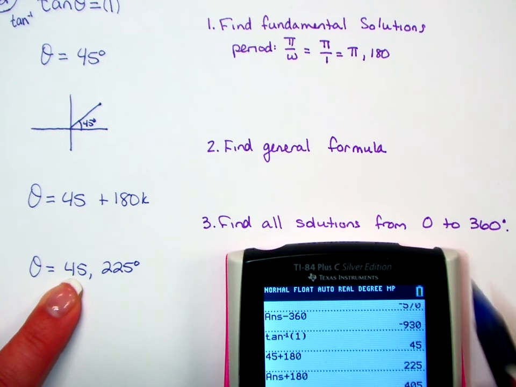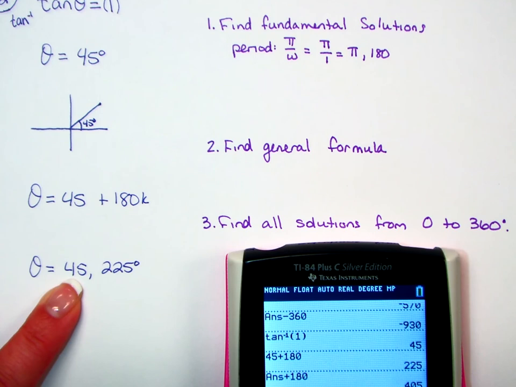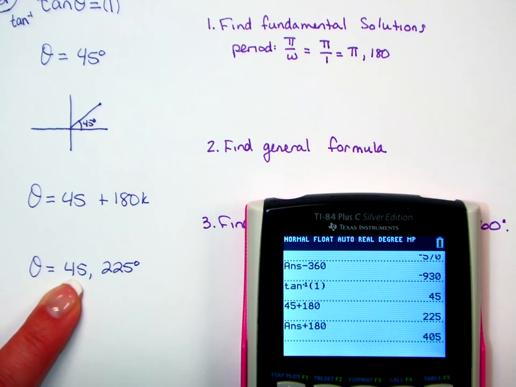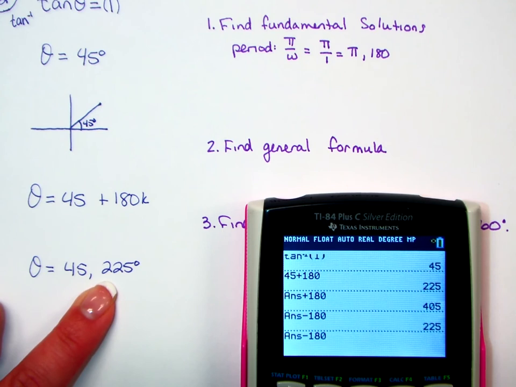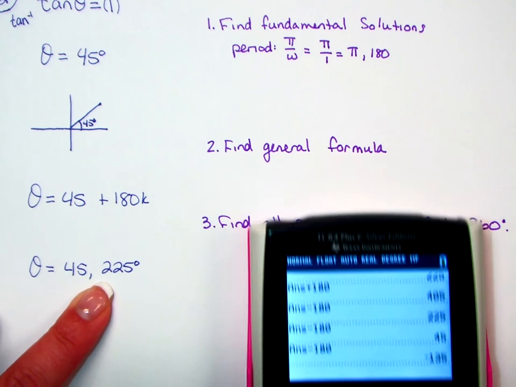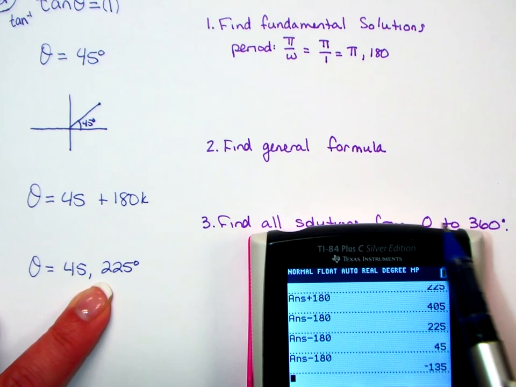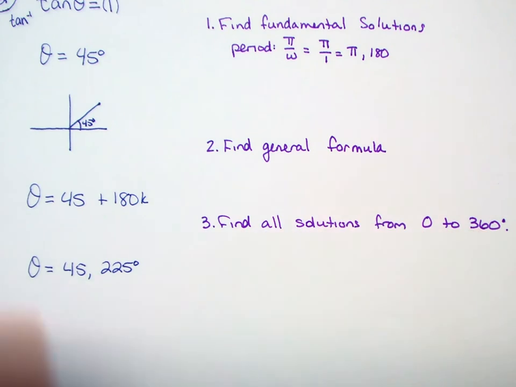So that's a solution, but it's not within this restricted domain of theta. And if I were to subtract 180, I get back to 225. If I subtract 180 again, I get back to 45. If I subtract 180 again, now I'm at negative 135, but that's not from 0 to 360 either. So we have two solutions from 0 to 360.